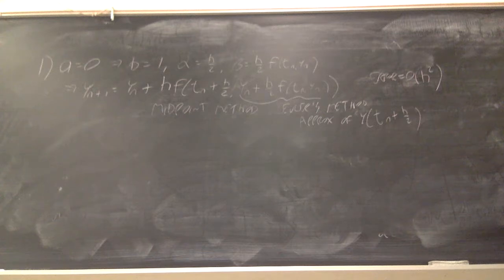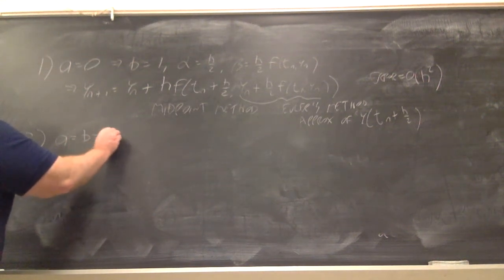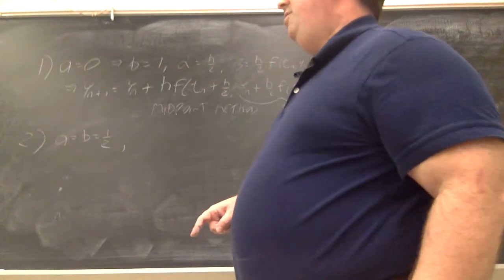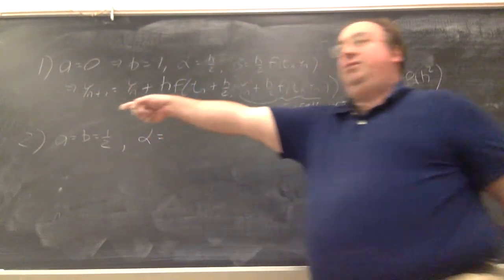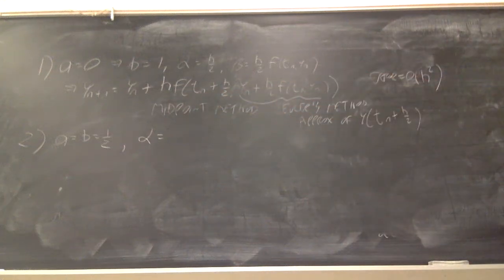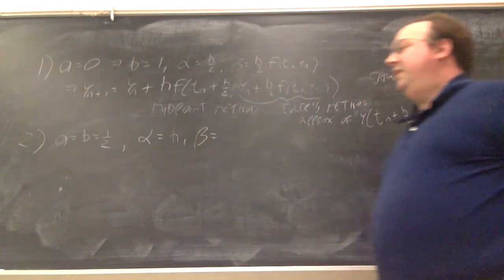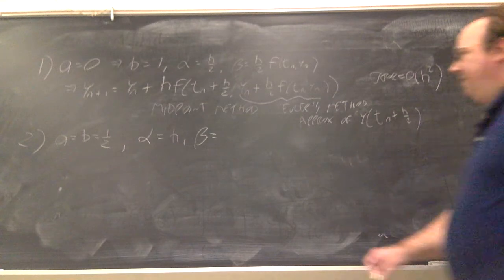All right. Choice number 2, a plus b must equal 1. So I'll set a and b both equal to 1/2. But if we go back to those conditions over there, if b is equal to 1/2, that means what should alpha be equal to? Because look over there. Yeah, just h, because the 1/2 has already been taken care of. What should beta be if b is 1/2? h f.